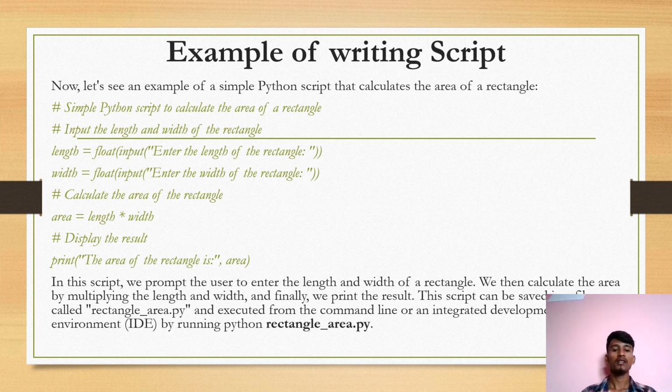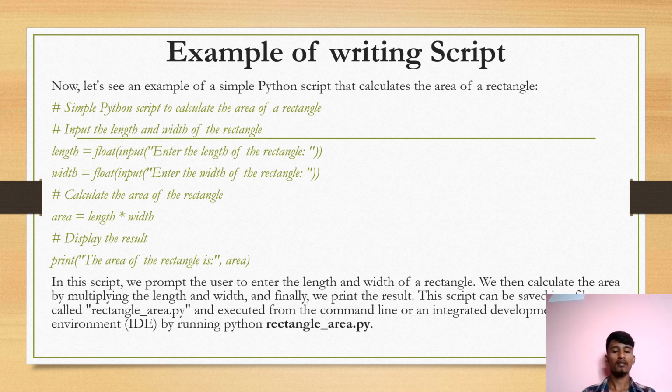Hash, simple Python script to calculate the area of a rectangle. Input the length and width of the rectangle. length equals float, input, enter the length of the rectangle. width equals float, input, enter the width of the rectangle. Calculate the area of the rectangle. area equals length times width. Display the result. print the area of the rectangle is, area.